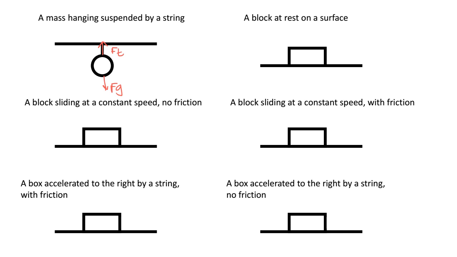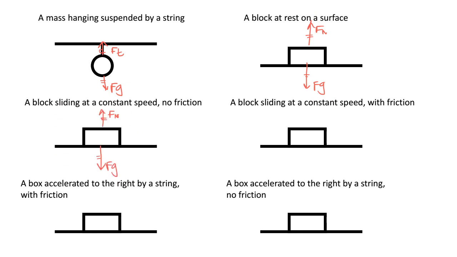You have a mass suspended by a string. This one right here is your force tension, because strings provide a tension force. You have gravity acting downwards, and these two are going to be equal lengths if it's hanging suspended. Let's try the next one. This next one has a force gravity and a force normal, equal and opposite in length, showing that the object is not accelerating, it is at rest.